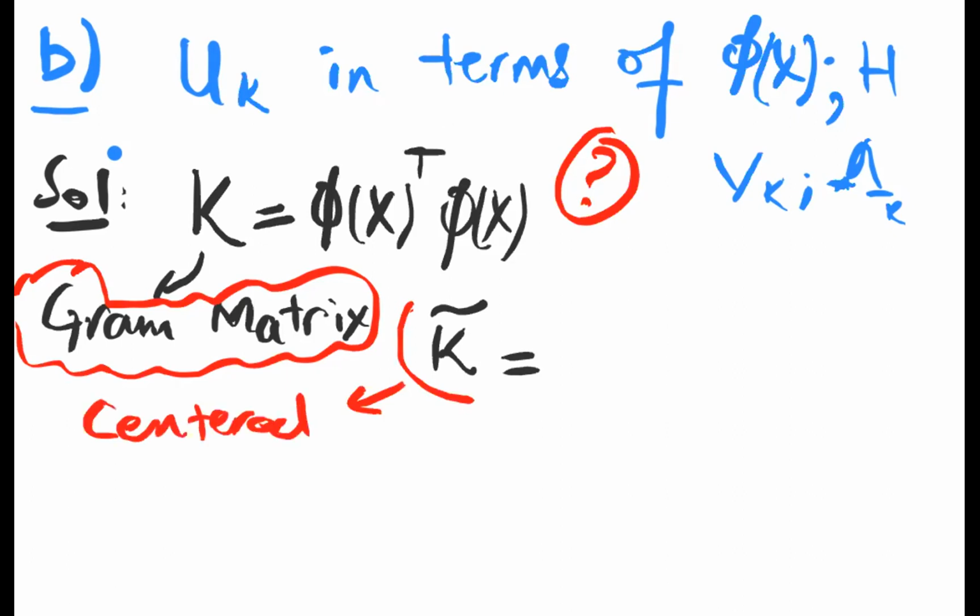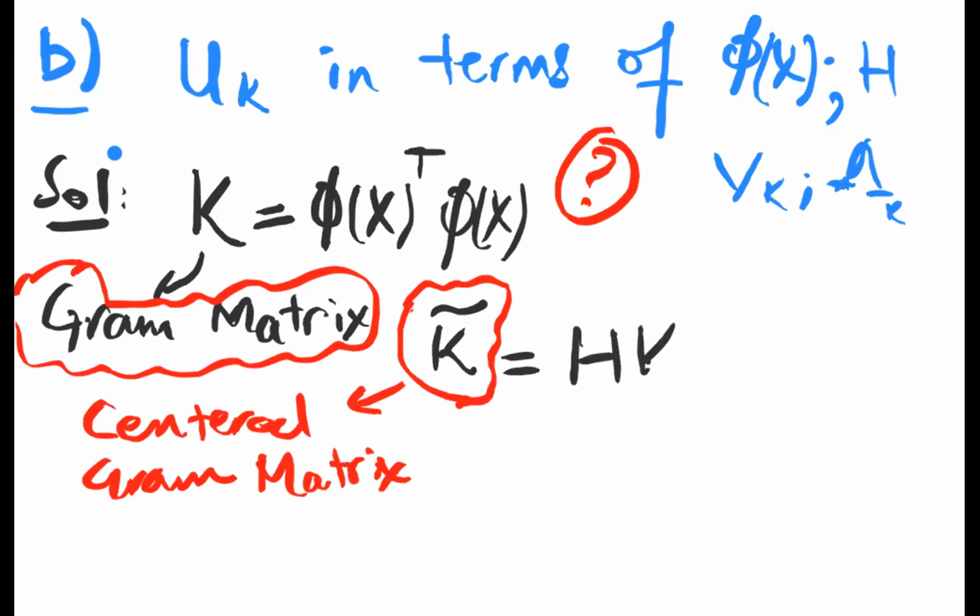Centered Gram matrix. The centered Gram matrix is given by H K H. If you don't remember this, you could look it up in the lecture notes, where we showed how. If you want to simply center phi of x, you have to multiply from the right only. But if you want to center K, you have to multiply left and right both sides with H.